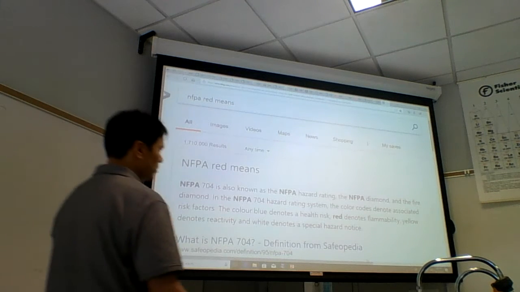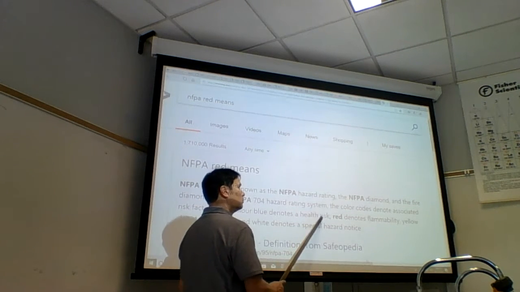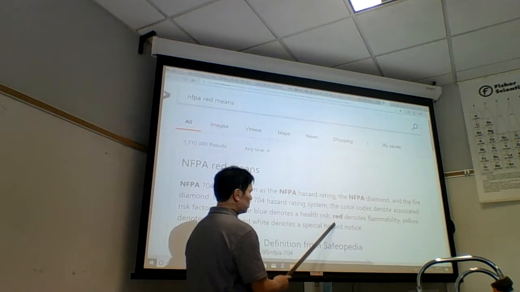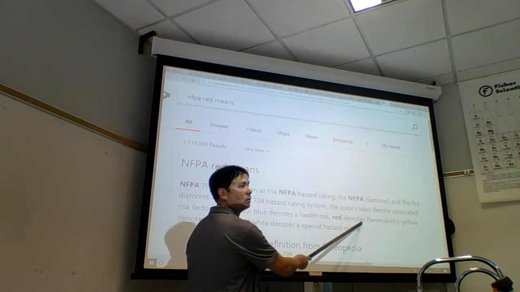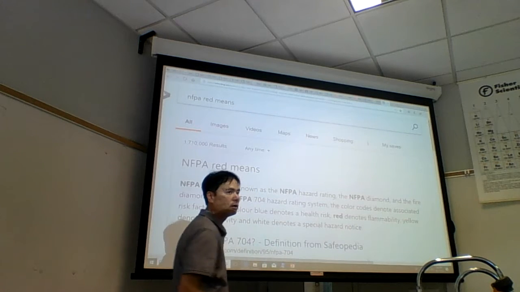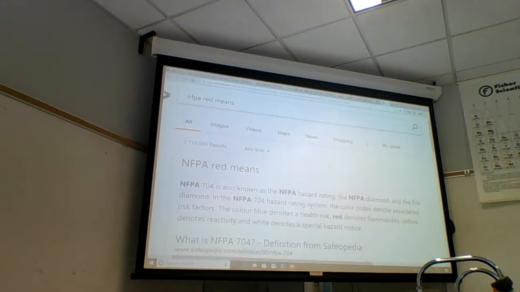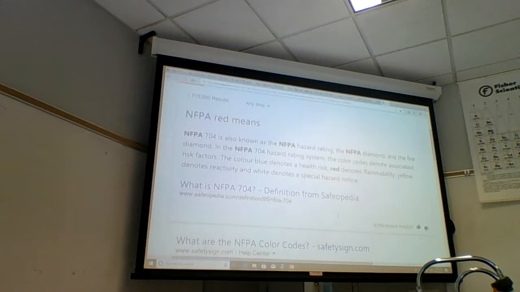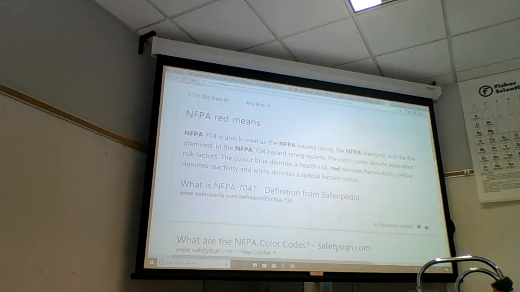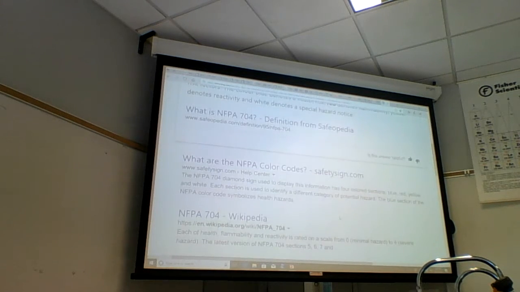The scale goes from, where does it go? 0 to 4, where 4 is the worst. Red denotes flammability. Iron is flammable. This is why you've got to watch out for explosions of iron. Why? Because it's a good reducer. All metals, not all. Is gold really flammable? Platinum? No.